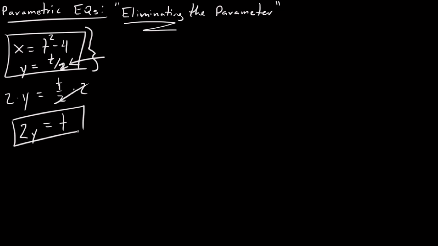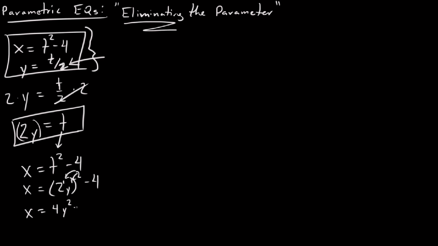Now this is the thing that we want to keep in our pockets, because we're going to plug this into the other half of the parametric equations up top, where x is defined as t squared minus 4. Now that we've solved for t with respect to y, we can take this 2y and substitute it in for our t here. So now we've got x is equal to t squared minus 4, and in this case, t is equal to 2y. Sending that exponent through, we've got 4y squared minus 4.